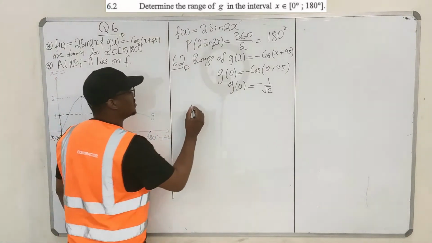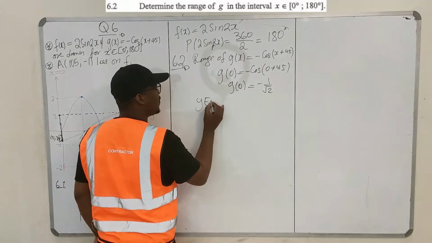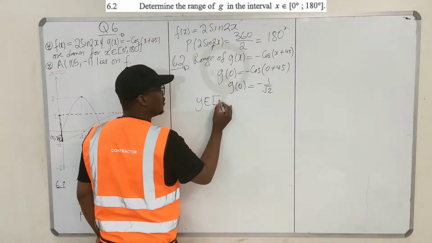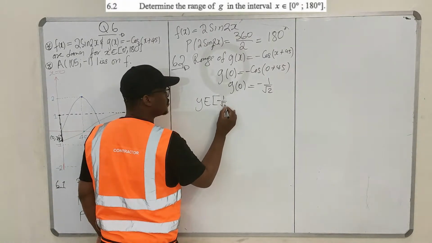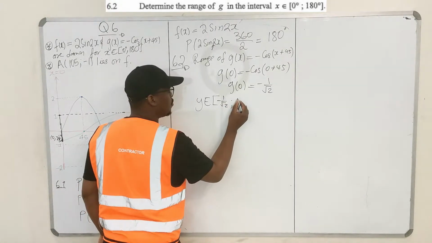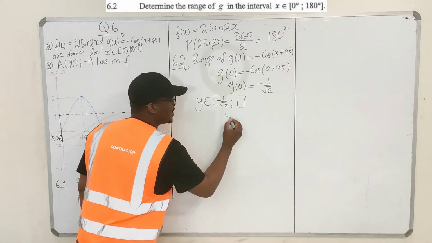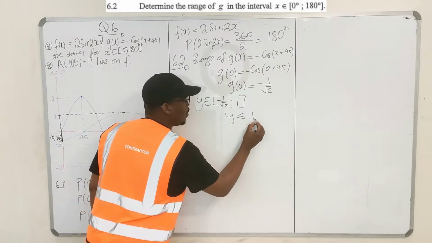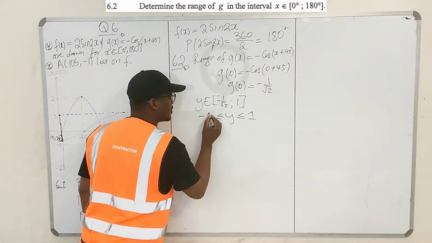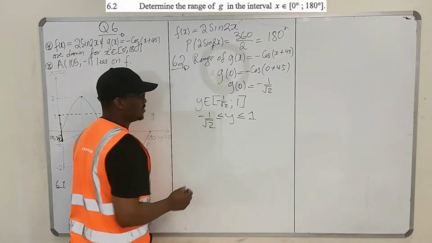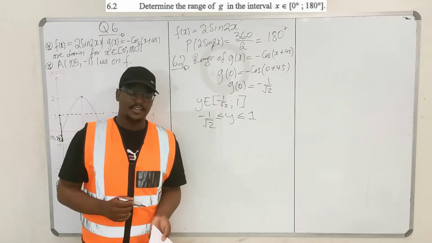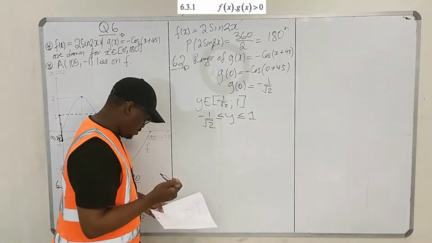So your range is y is an element of -1 over root 2 to 1, which is the maximum. Or you would write it as y is less than or equal to 1 and greater than or equal to -1 over root 2. This is your range. Same thing. Done.